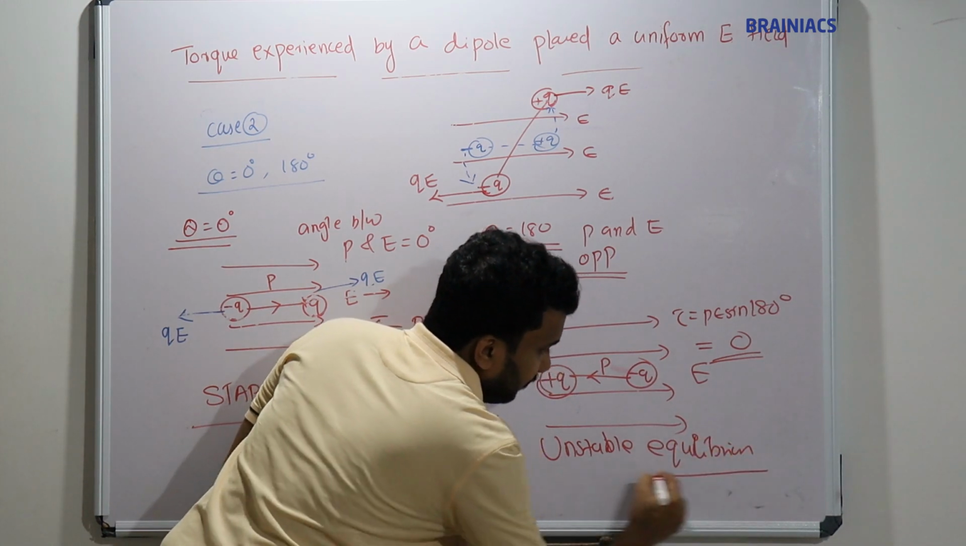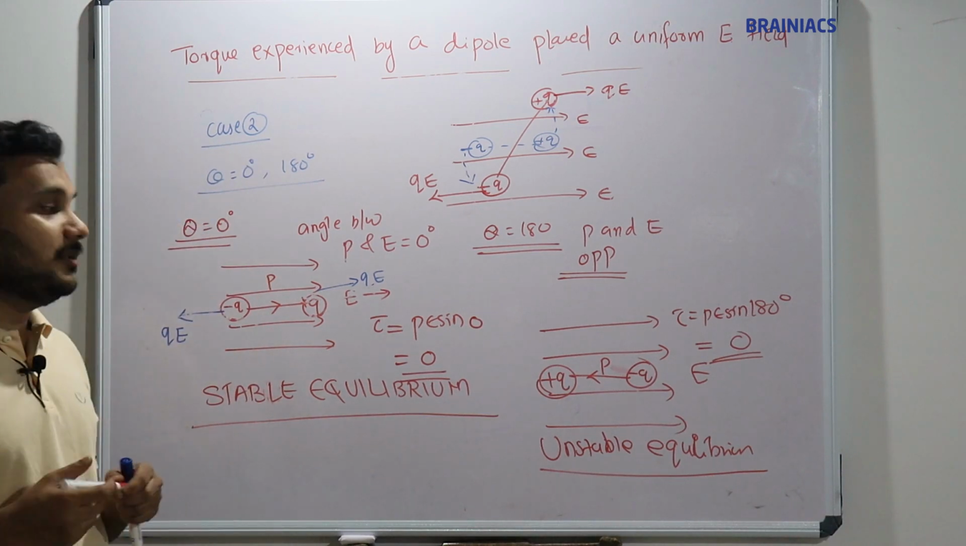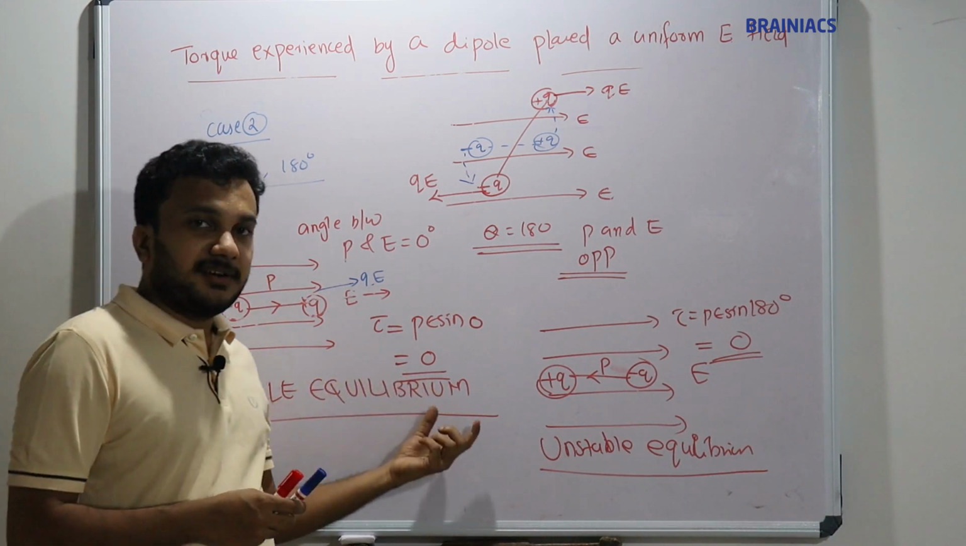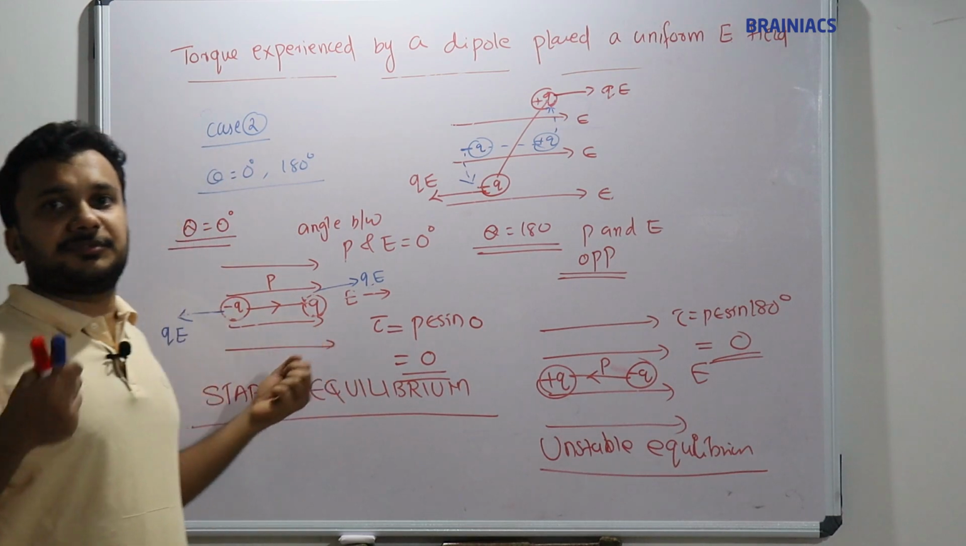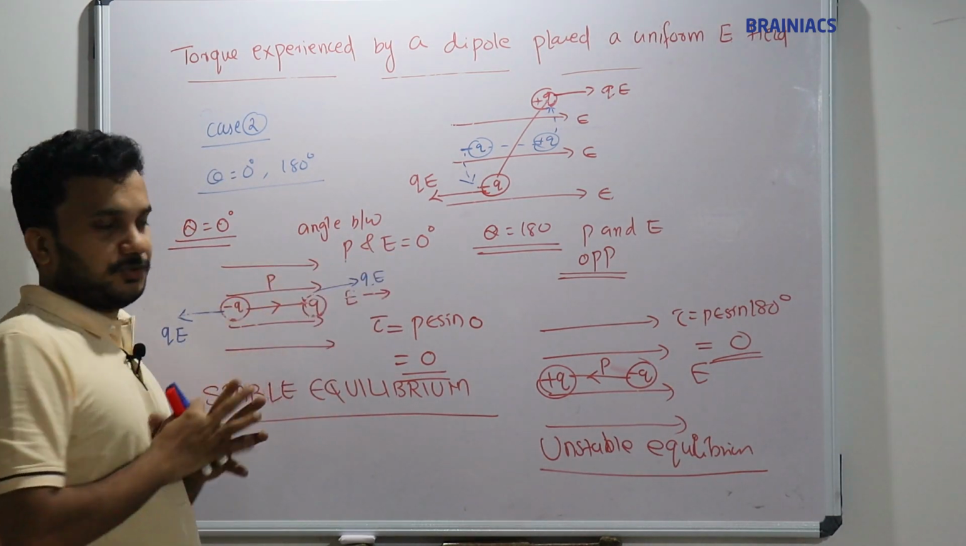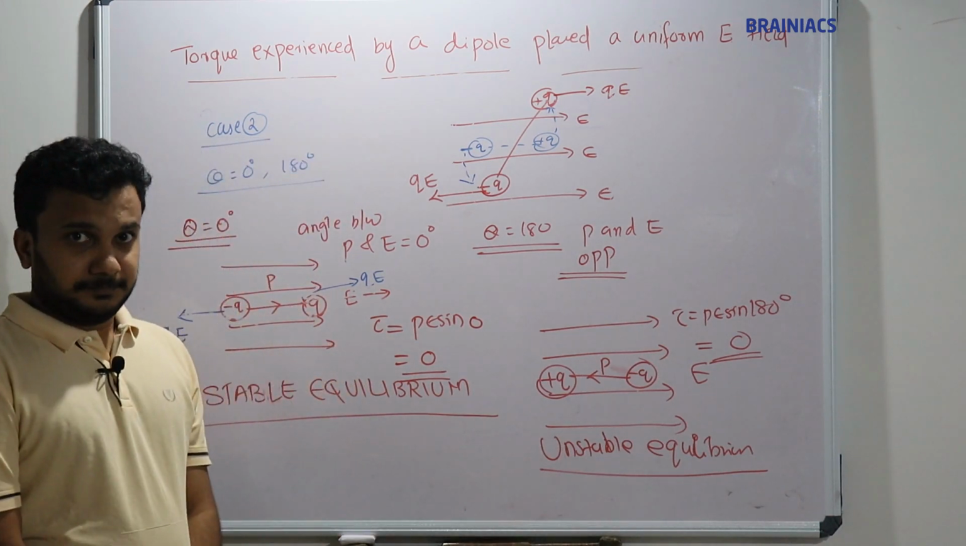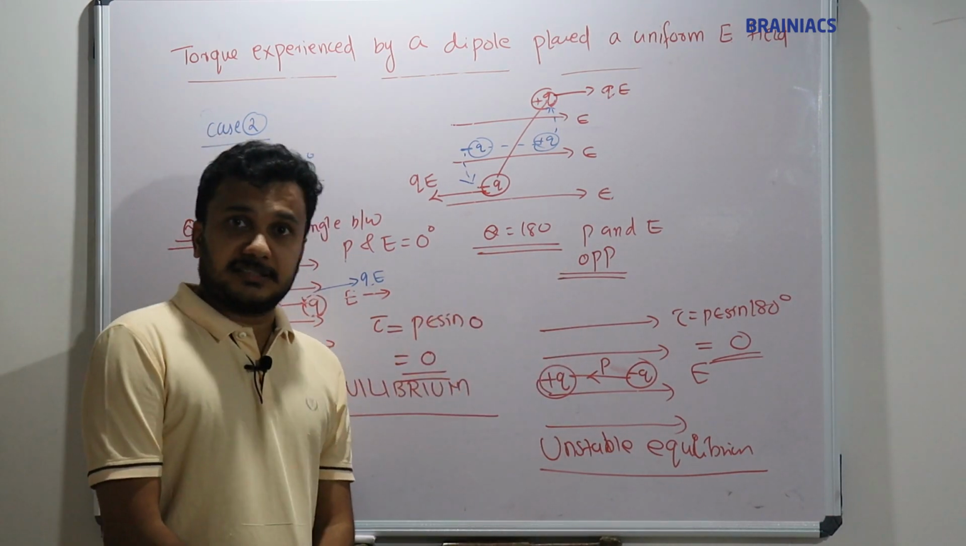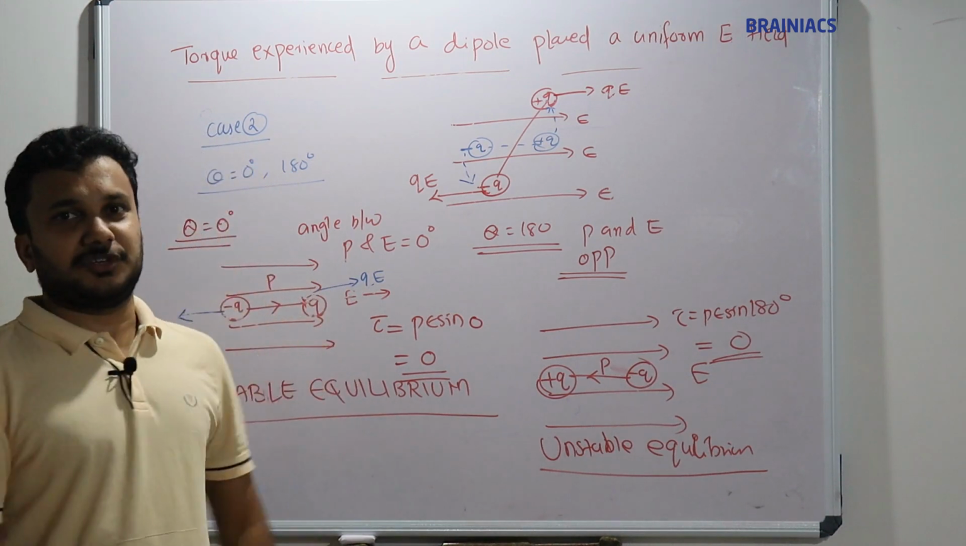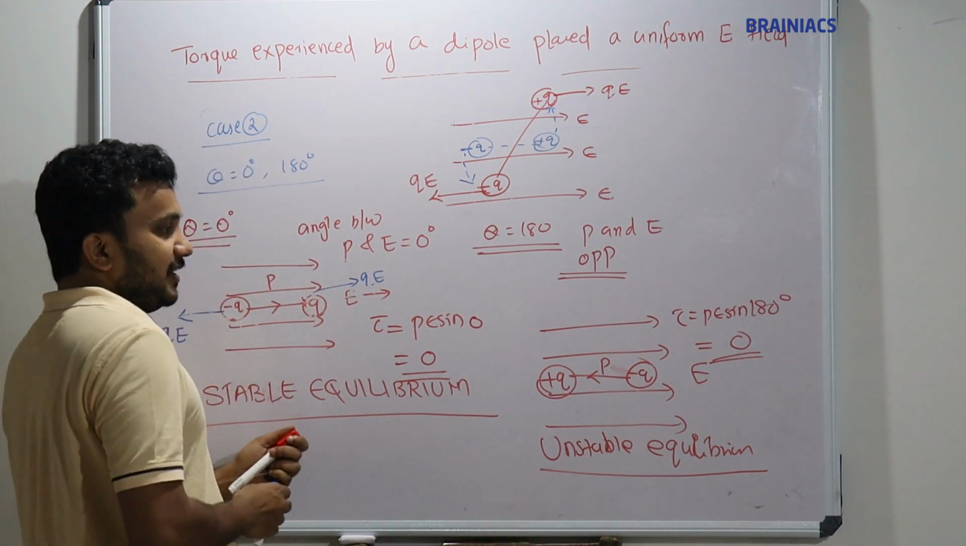Unstable equilibrium. You know what is called stable equilibrium. Stable equilibrium means if you have given any disturbance, after removal of the disturbance it will come back to the original position. But in case of unstable equilibrium, if you have given any disturbance, it will never come back to the original position. We will analyze the forces that will be there.